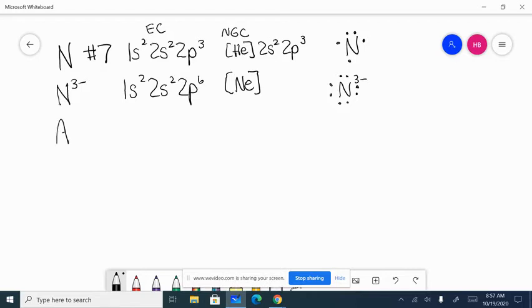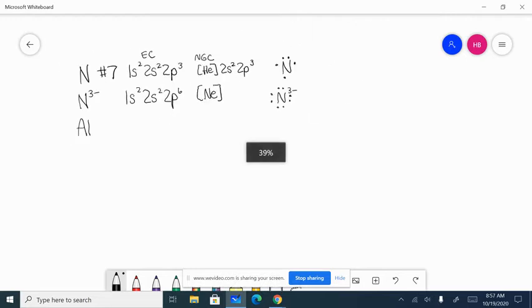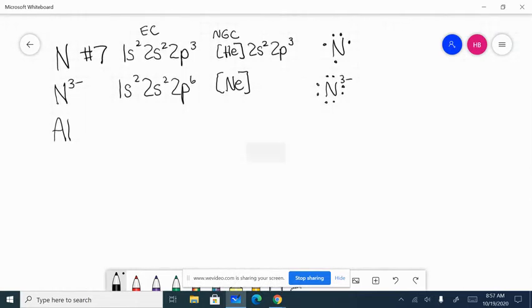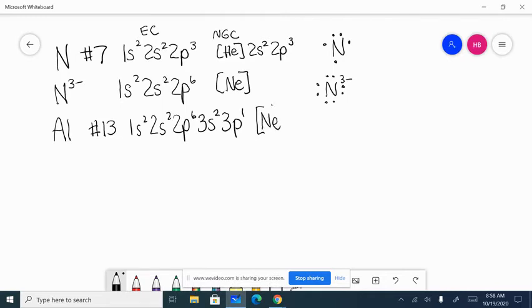Now let's do aluminum. Aluminum has a Z number of 13. His noble gas configuration has a core of neon also. That's all 10 electrons that belong to neon. And then he has 3s2, 3p1. His dot diagram would have 2 s electrons and 1 p electron.